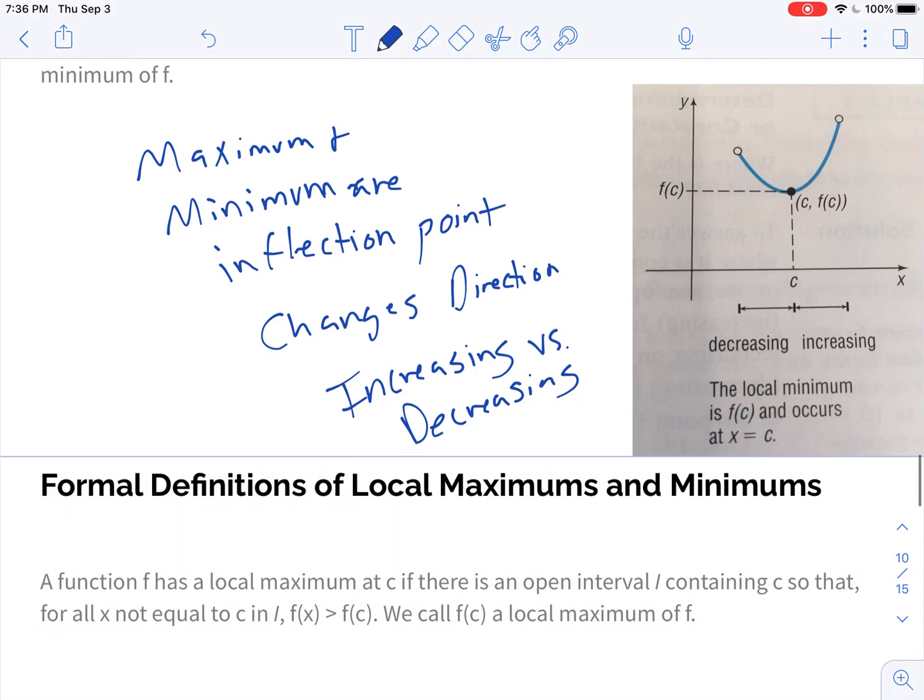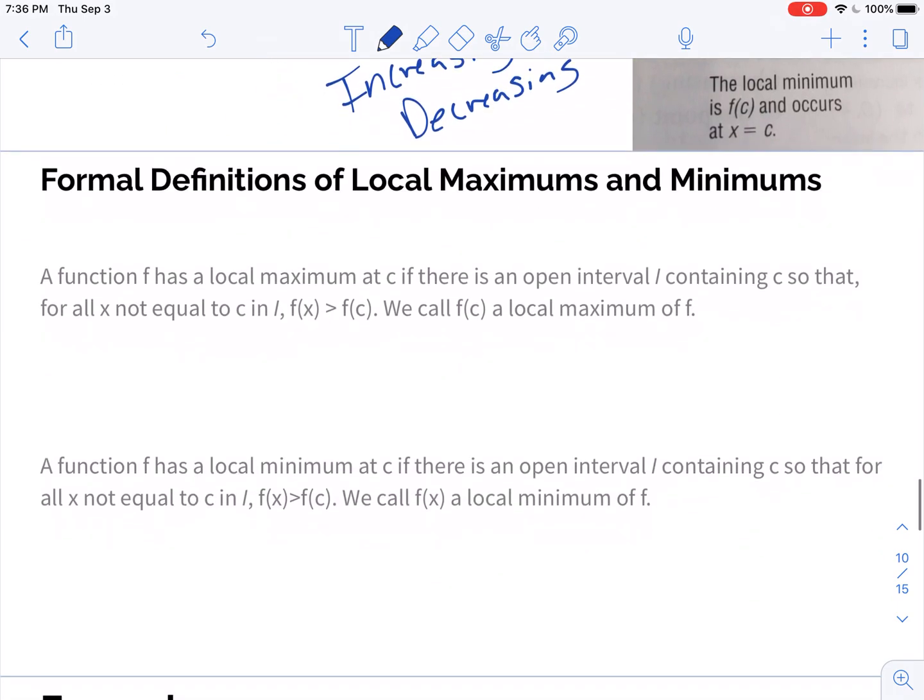And then again, we've got a formal definition of a local maximum and minimum. I'm not going to go into all of this. You can read these yourselves. This is just the mathy way the textbook has it. But again, I think the easiest way to think about it is a maximum is the peak of the mountain, and the minimum is like the valley or the lowest point in the valley.